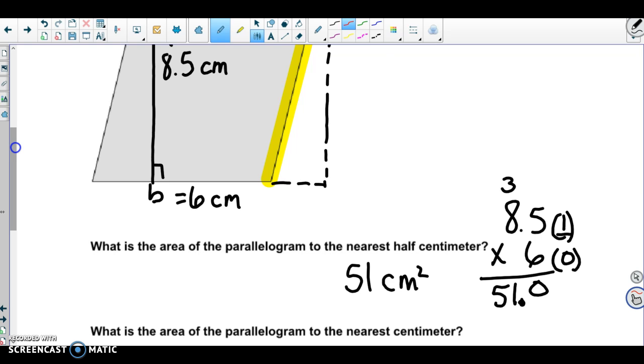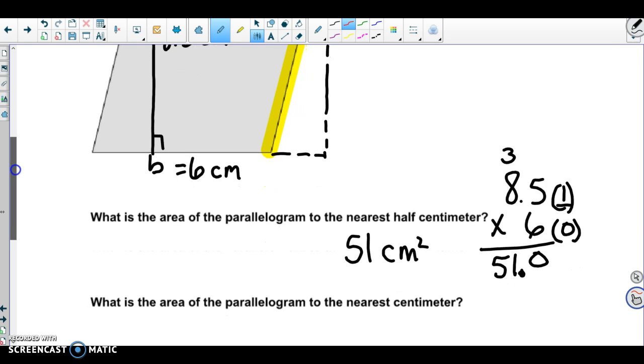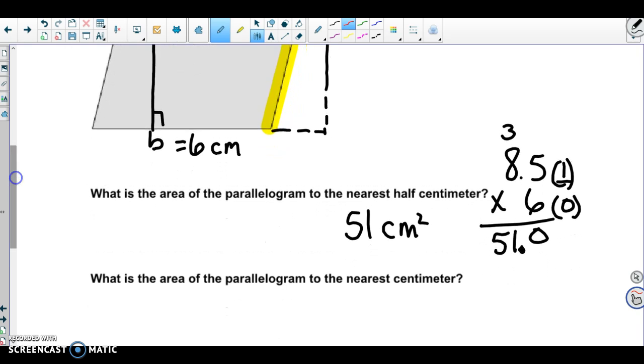And then on the bottom one, it depends on how you read it. What is the area to the nearest centimeter? Well, the nearest centimeter is 51, but if you actually measured it again, you would have had 6 to the nearest centimeter and then times 8 centimeters, because it's actually closer to 8 than it is to 9. So it is possible that you came up with 48 centimeters squared, depending on where you rounded it.